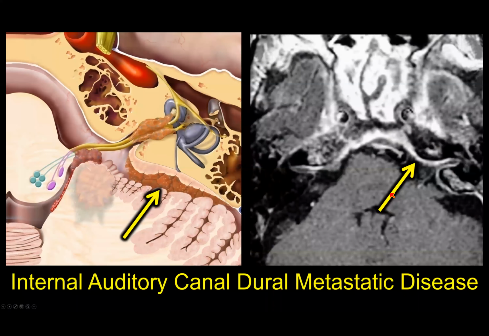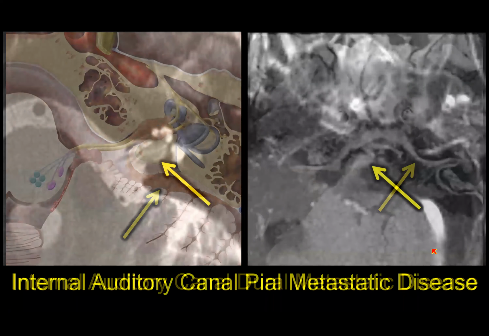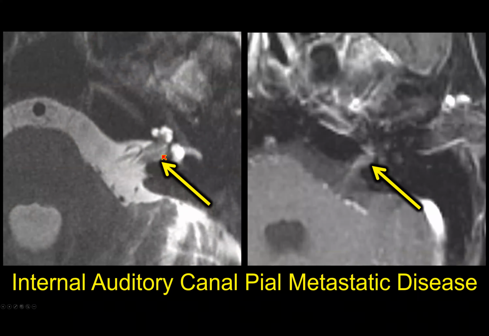So here's dural metastatic disease, avid enhancement all the way along the dural surfaces. We want to try to differentiate that from pial metastatic disease, where we might see enhancement along the nerves. The nerves are way too thick in this case. So that might be an example of pial metastatic disease.